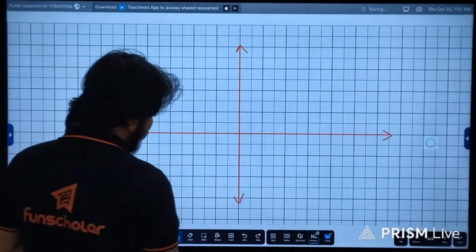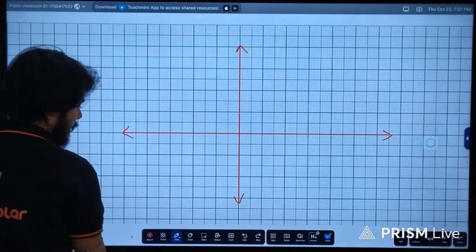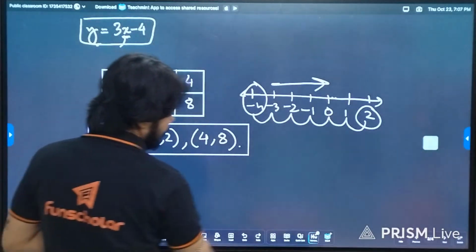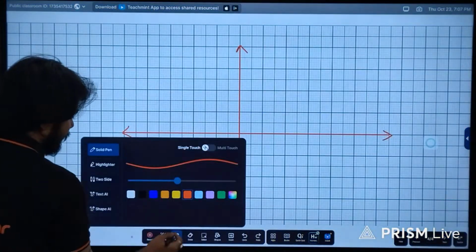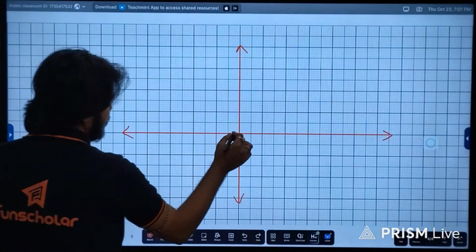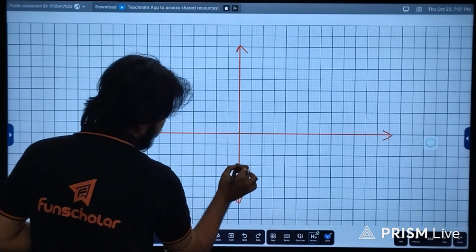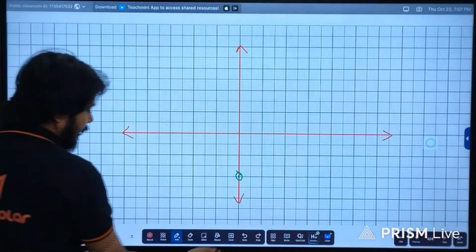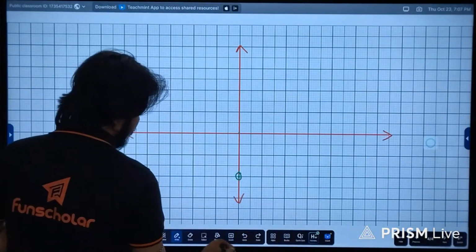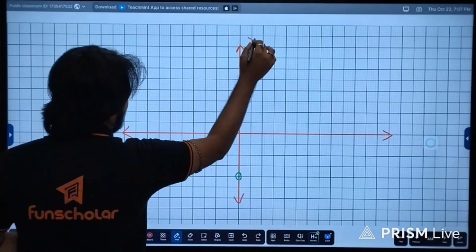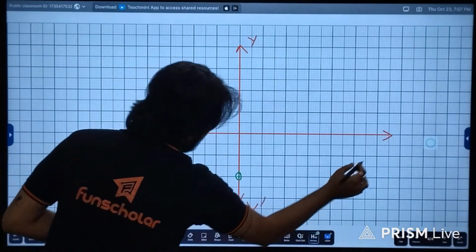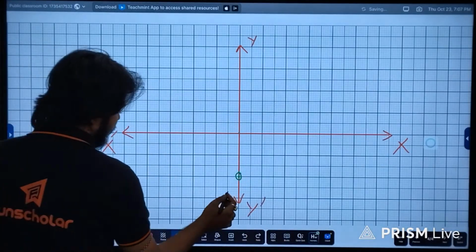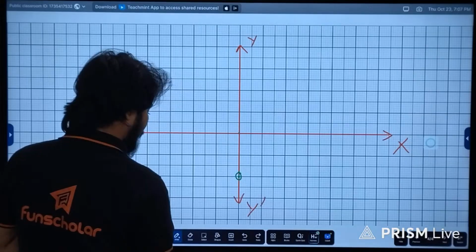We have drawn the axis. Now put the point 0 comma minus 4. This point will lie on the y-axis. Just write y dash and x dash. This is 0 comma minus 4.